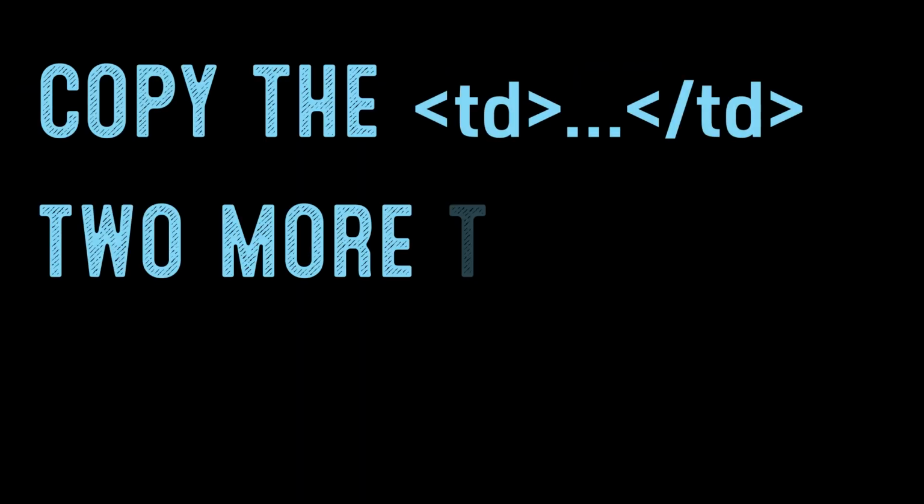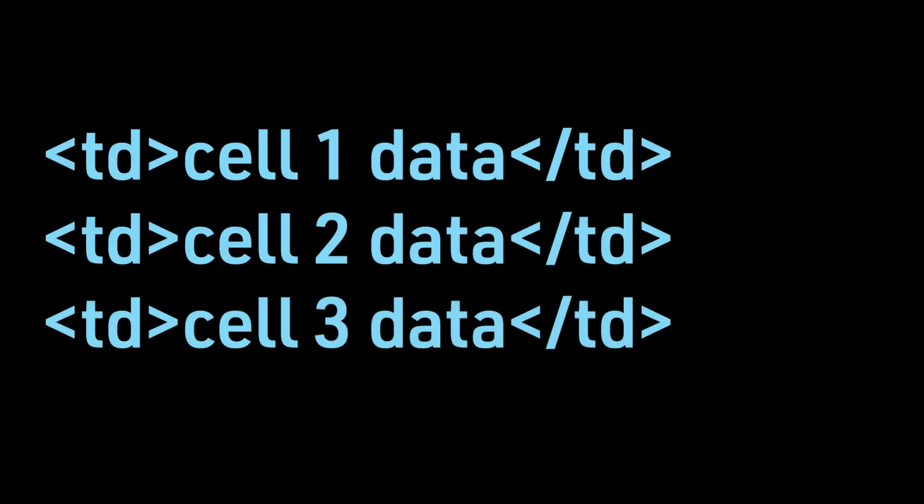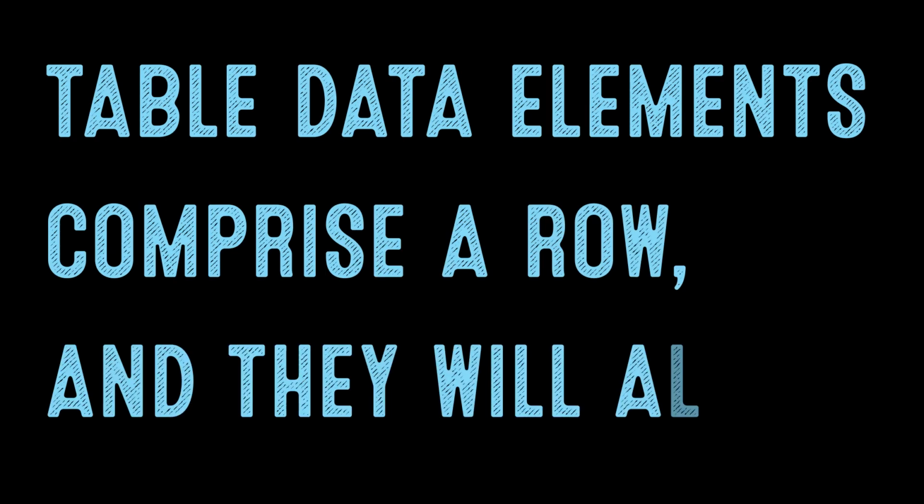So if our row consists of 3 cells, we will copy the TD element 2 more times. It will look like this. Table data elements comprise a row, and they will align horizontally.